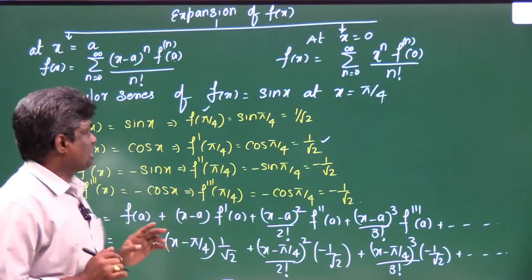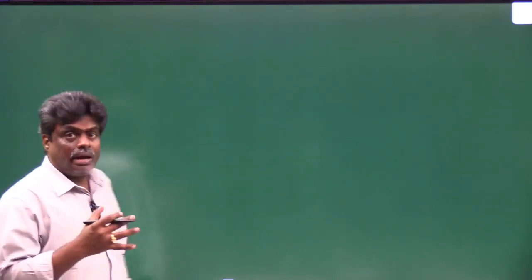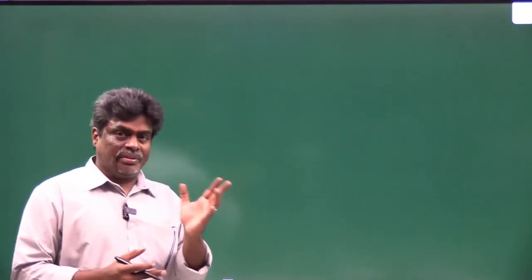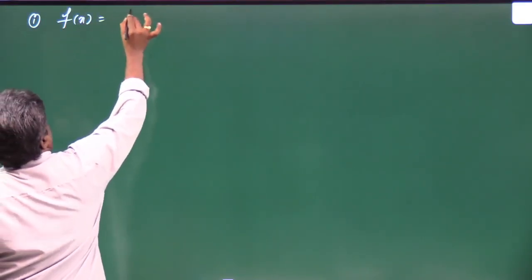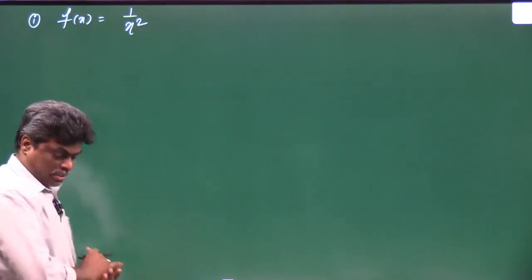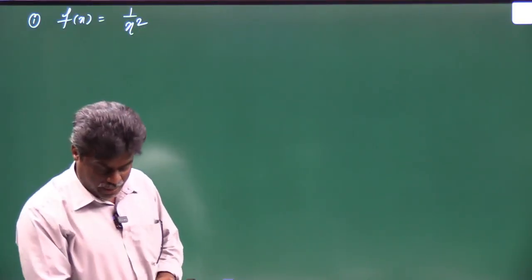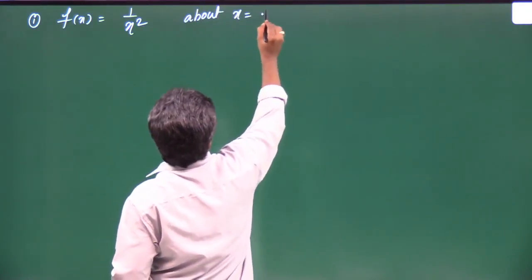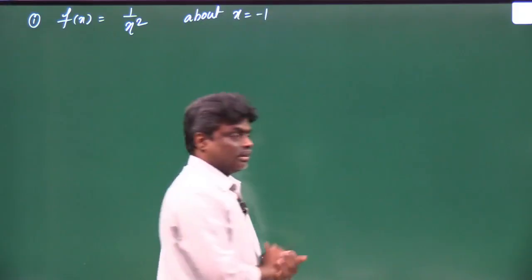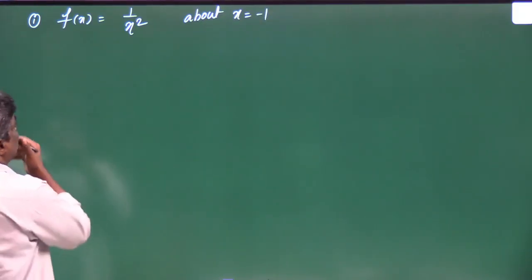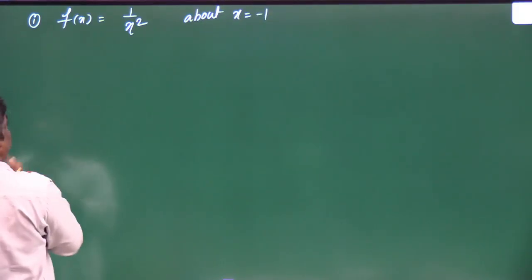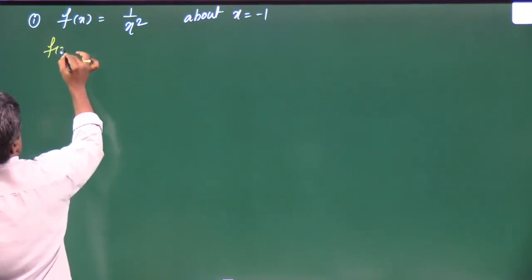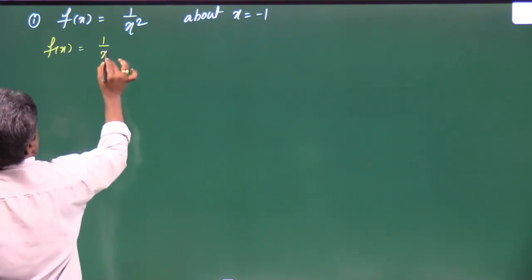Right. I hope you understand this, and let us take one more question. We will do it in a different way. Ready? So the question is, they are asking what is the Taylor expansion of f of x equal to 1 by x square about x equal to minus 1. Now listen carefully. So this is the second question. Good. Same process. Let us take f of x equal to 1 by x square.